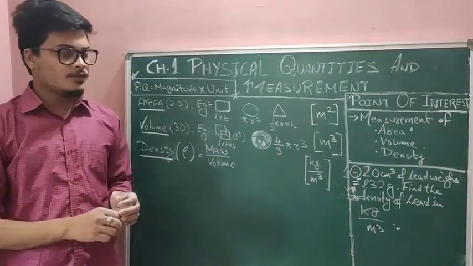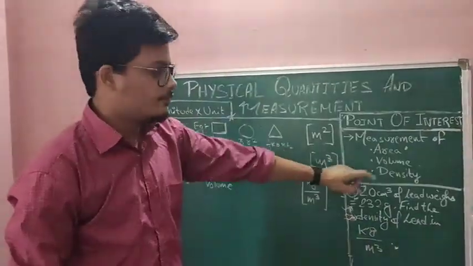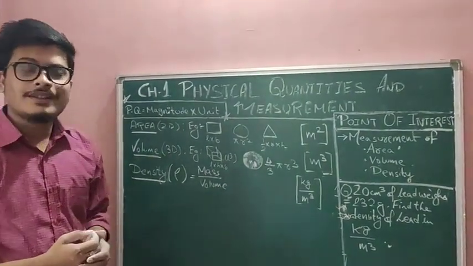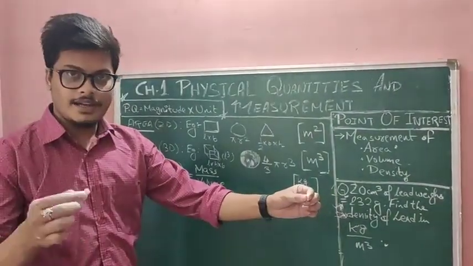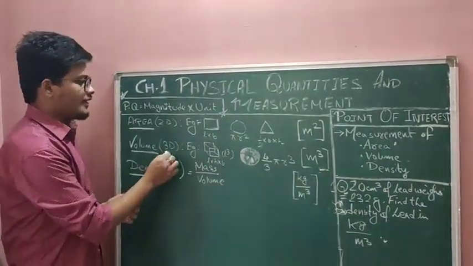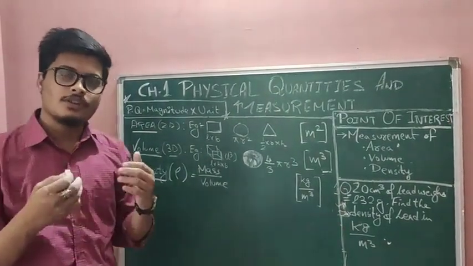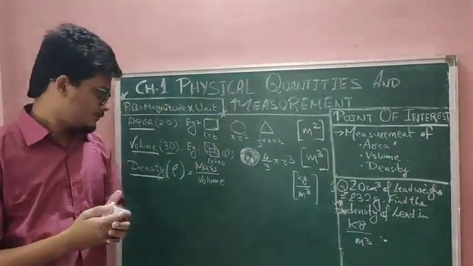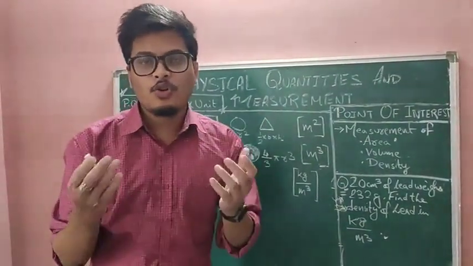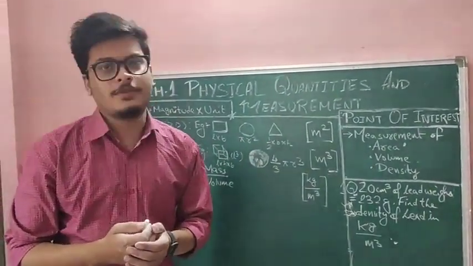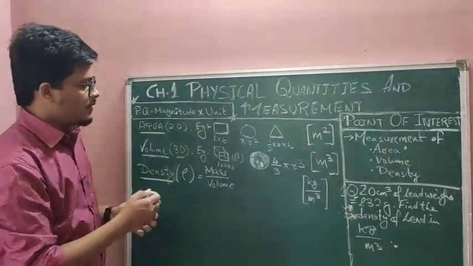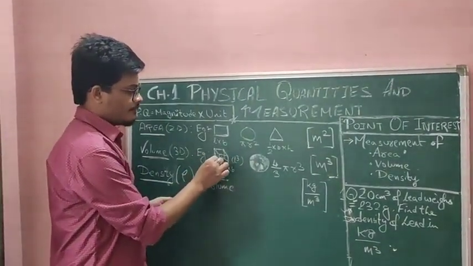Clear? Now let's move to the next topic, that is volume. Well, volume is a three-dimensional figure. It has x-axis, y-axis as well as its z-axis. Thus we can call it as a 3D structure. Okay, and how can you define volume? Space occupied by any object can be called as volume. Clear?